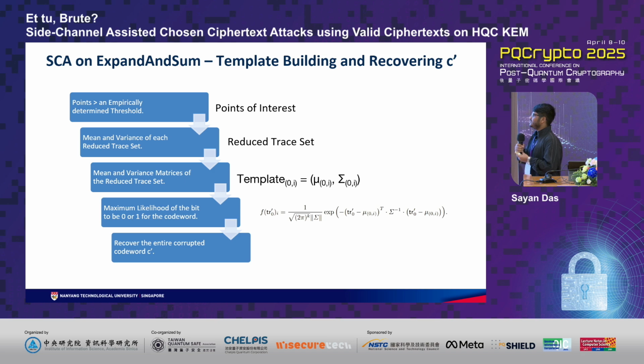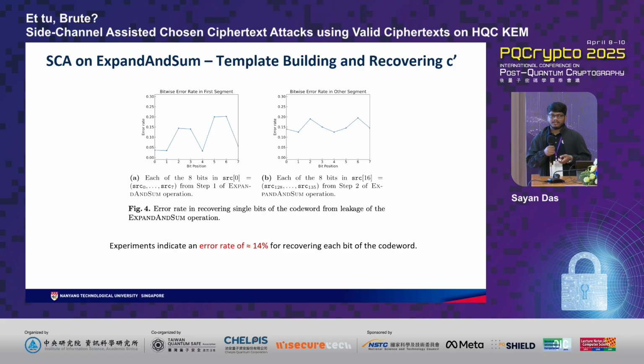Basically, we reduce the trace set by determining an empirically determined threshold and calculating some reduced points. And then we use the mean and variance of each reduced trace set, which becomes our template. We use a Gaussian estimator to build the maximum likelihood of each bit to be 0 or 1 for the code word. And hence, by this process, we actually recover the entire corrupted code word C.